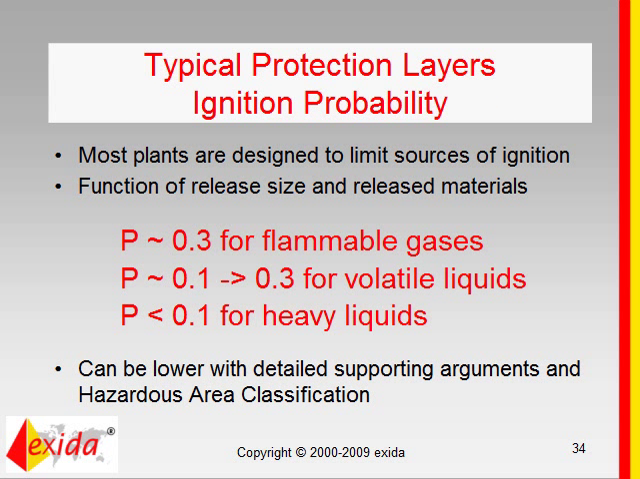Let's see, ignition probabilities, and these come from textbooks as well. 0.3 for flammable gases, 0.1 to 0.3 for volatile liquids, and less than 0.1 for heavy liquids. Keeping in mind, plants are designed to limit sources of ignition. The probability is a function of the release size and release material, and hazardous area classification is important to take into consideration.